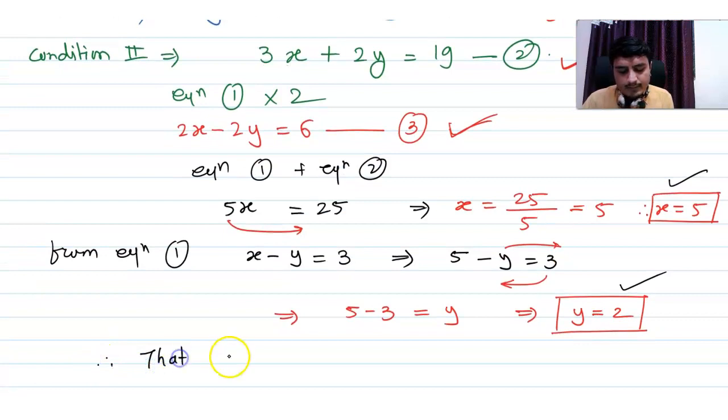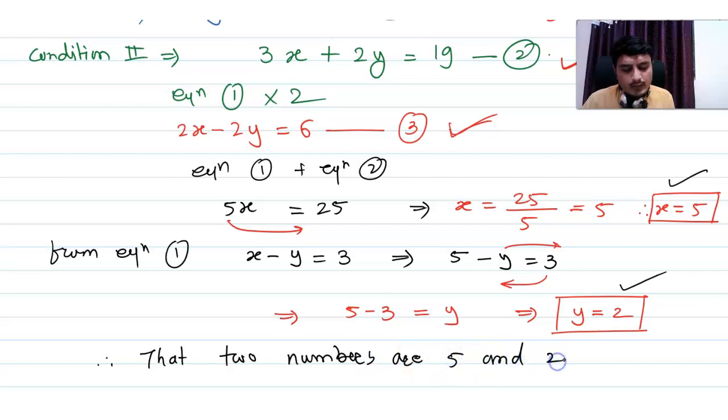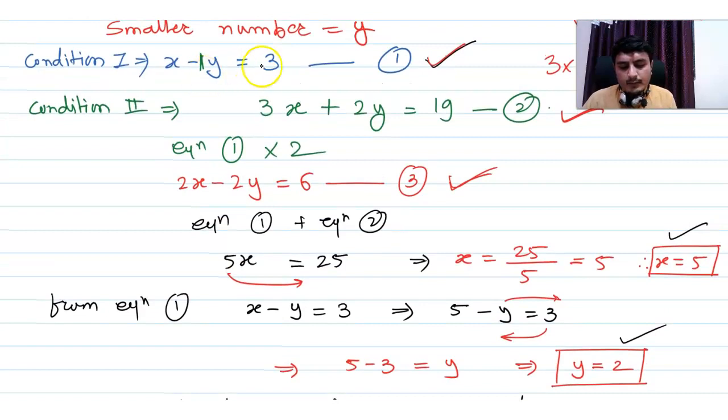Therefore, the two numbers are 5 and 2. Look at the first condition. Their difference is 3. Is it? 5 minus 2 is 3. So the first condition is satisfied.